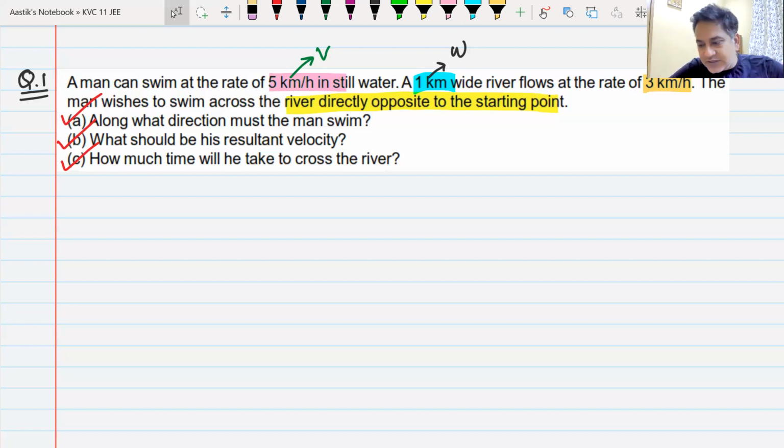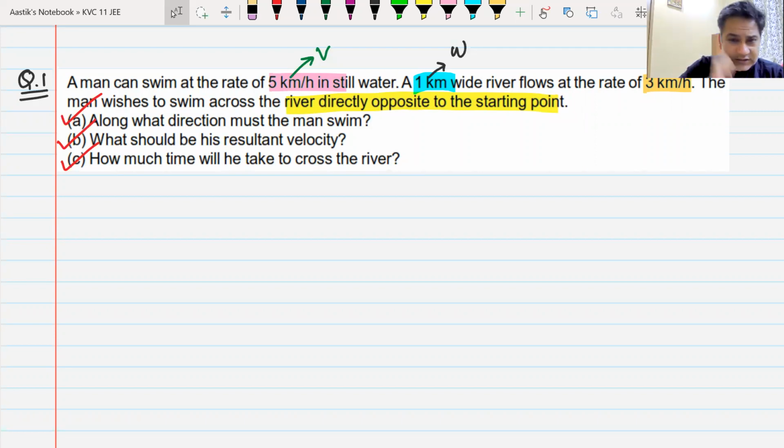Do we understand this question, everyone? I'll give you 2 minutes to solve it. If you are done, please let me know. Sir, A is tan inverse of 3 by 4, sir. A is tan inverse of 3 by 4.